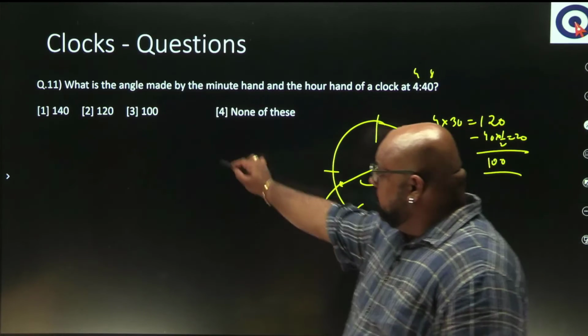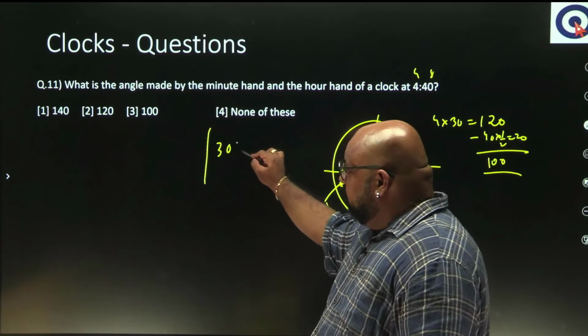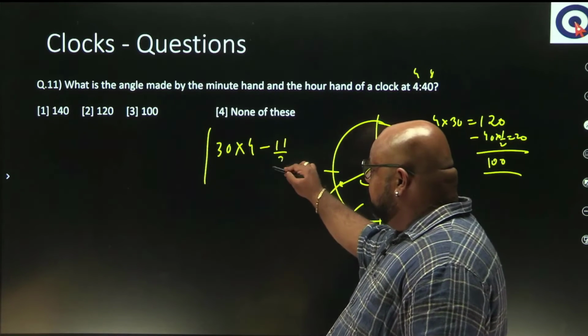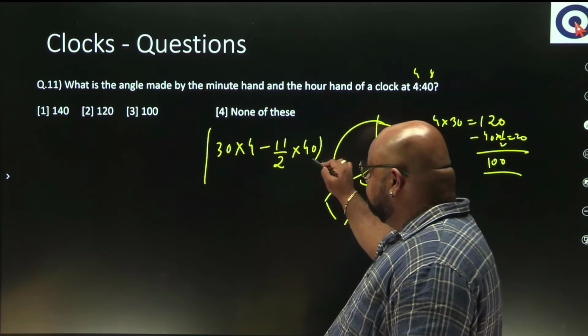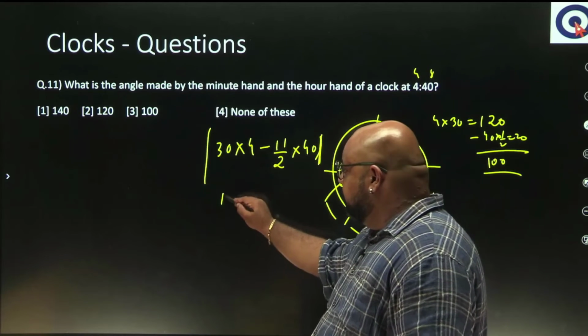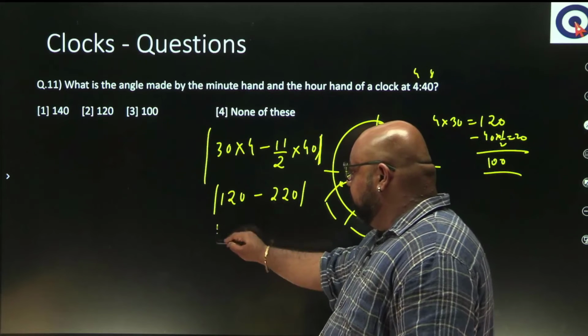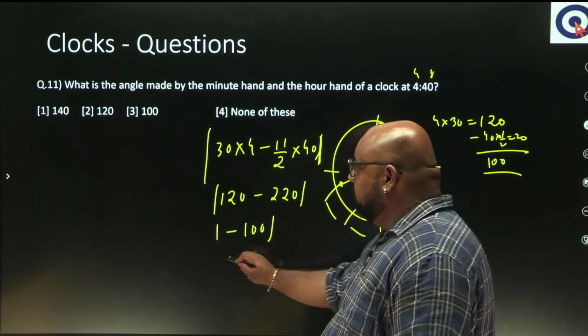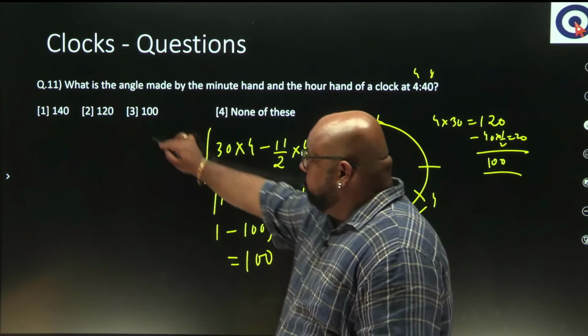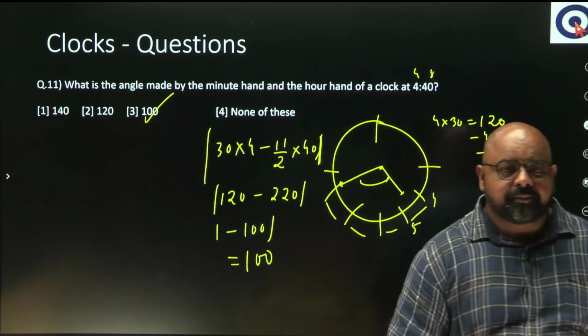Or 30 into 4 minus 11 by 2 into 40. Sorry, this is 120 minus 220. Therefore, mod of minus 100. 100 becomes the answer. Right?